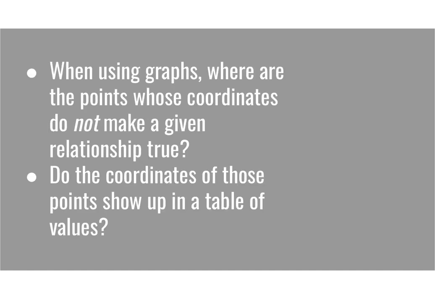When using graphs, where are the points whose coordinates do not make a given relationship true? They're going to be off the line. If they don't make the relationship true, or they wouldn't make the equation of the line true, they're not going to be on the line. Okay, remember that from point D. Do the coordinates of those points show up in a table of values? No, it wouldn't, because the table of values are going to represent all the points that lie along the line. So if this point isn't on the line, it's not going to be in the table either.